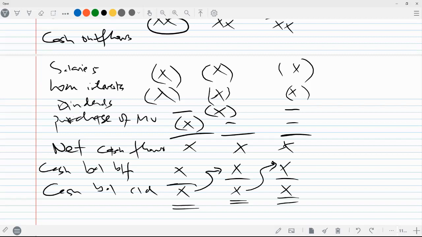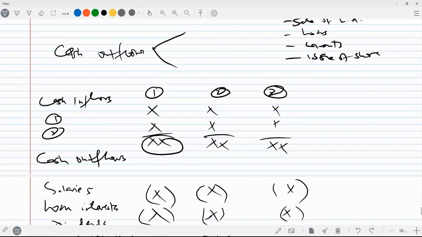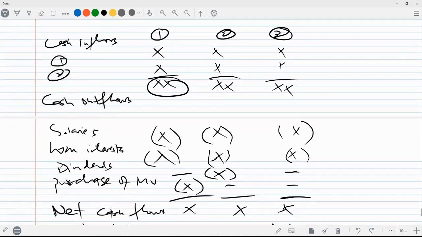Don't forget, the key thing you have to note is that we use the cash basis, not the accruals basis. That is what you can make a mistake in. We use the cash basis, not the accruals basis, when preparing this cash flow forecast or cash budget.